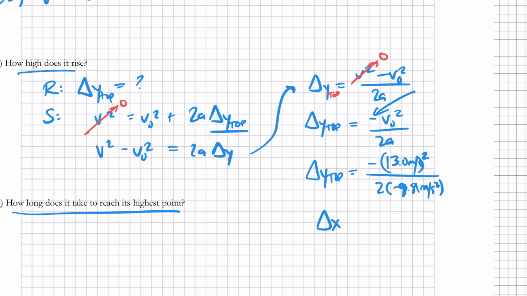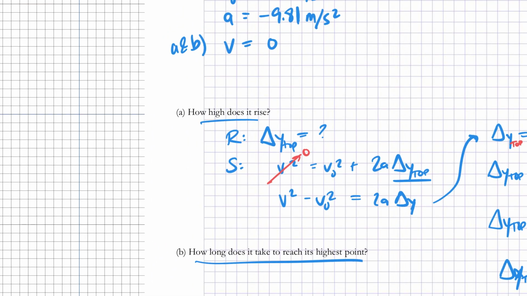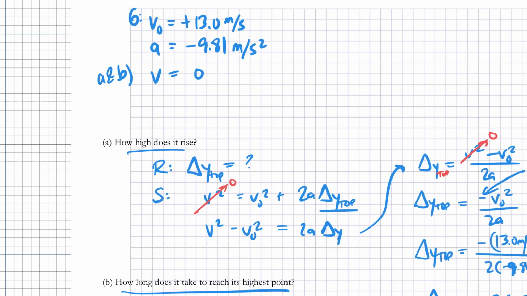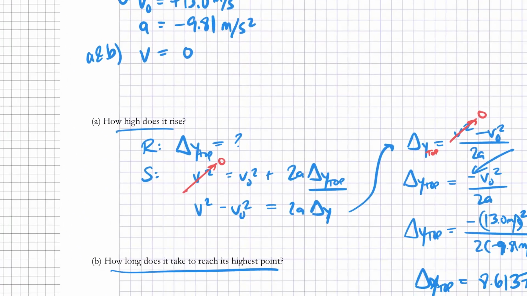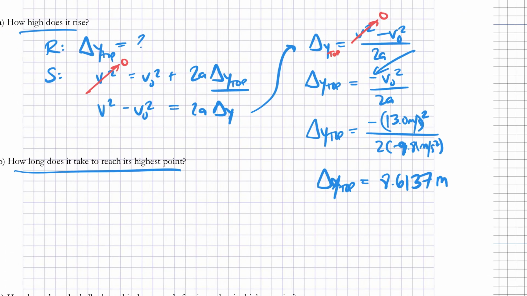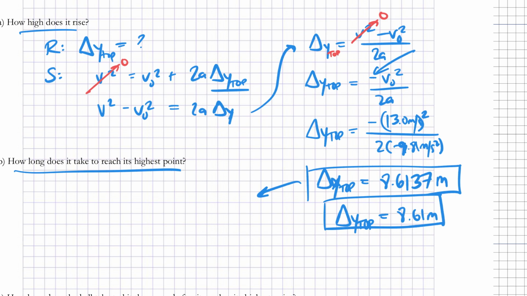We were getting a lot of 8.61s here. 8.6137 meters. We were expecting meters, and we got meters. We've got 3 sig figs, so we should keep 5 throughout our problem. So delta y top for reporting purposes is 8.61 meters. But this is the one that we're going to use in this step should we need it.